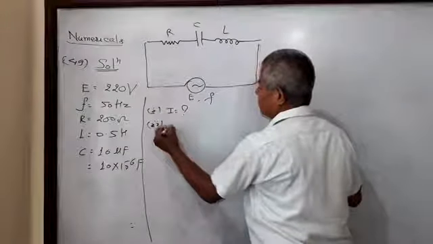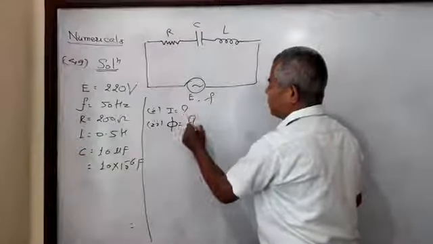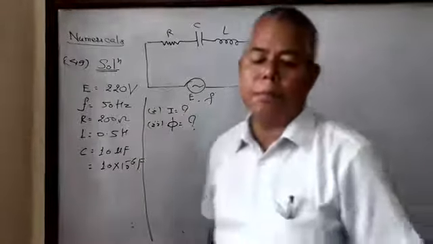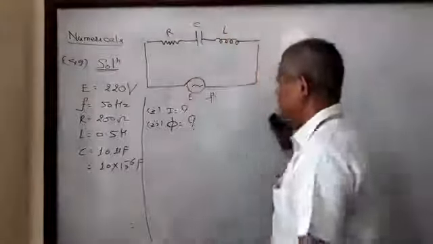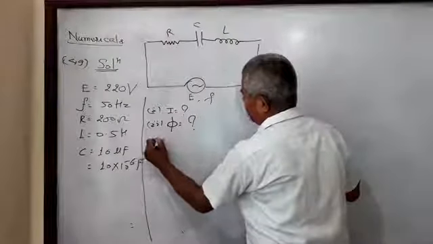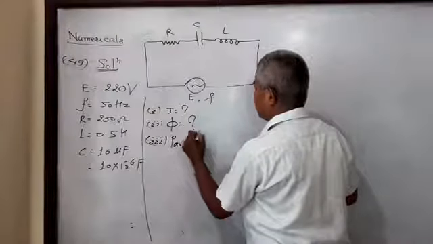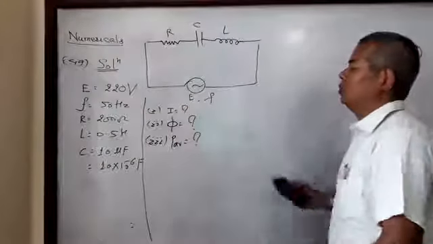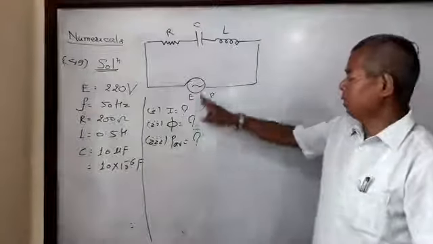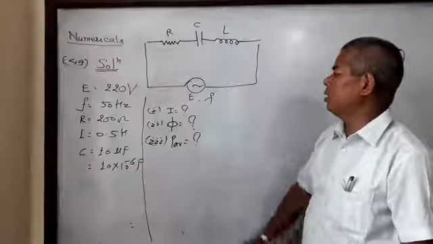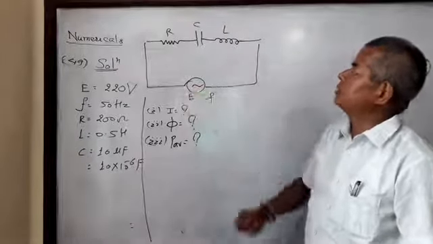Second, the phase angle between EMF and current, phase angle phi is equal to what? And the third part is the power consumed, that is the average power consumed, P average, is equal to what? Means we have to find first the current passing through the circuit, second the phase angle and third the average power consumed by this circuit.